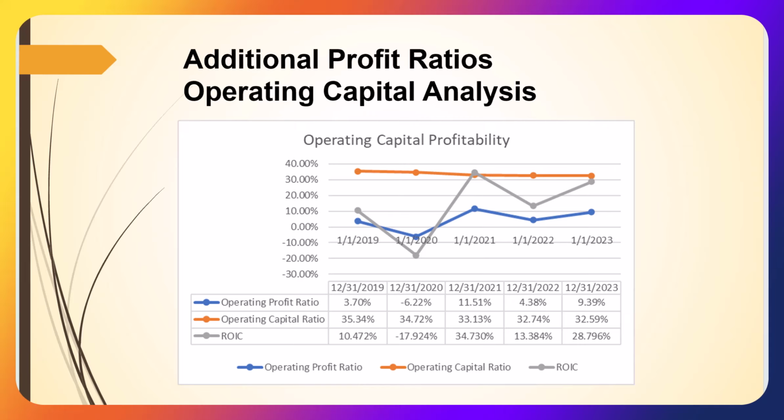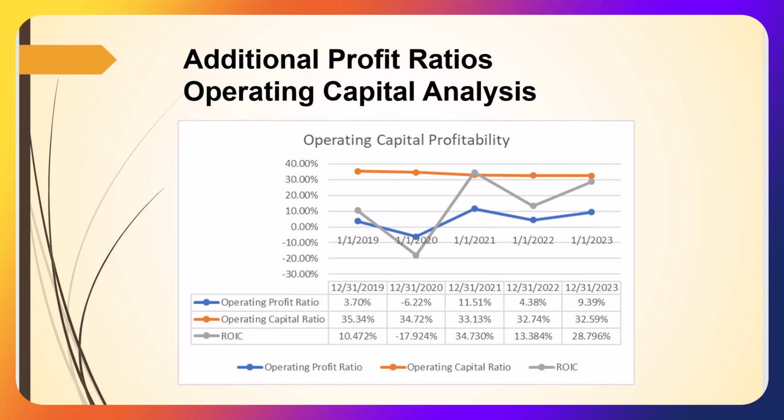We have some additional ratios relating to profits. The operating profit ratio again reflects the control of operating expenses. This ratio is very similar to EBIT divided by sales. And as you can see, the orange line is fairly stable, although it has been somewhat declining over the past couple of years.